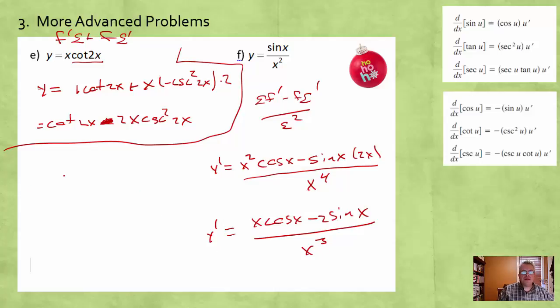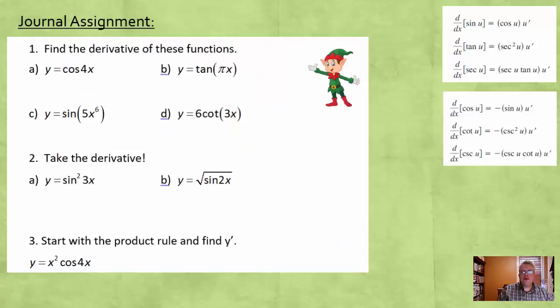All right, that was a lot. Time for you to work on some. So find the derivative of the following functions. The first four kind of apply the rule. They're more basic. They only involve applying the rules over here.